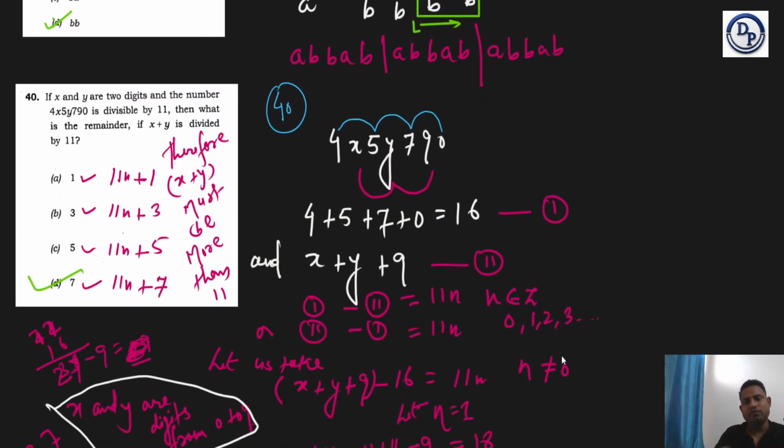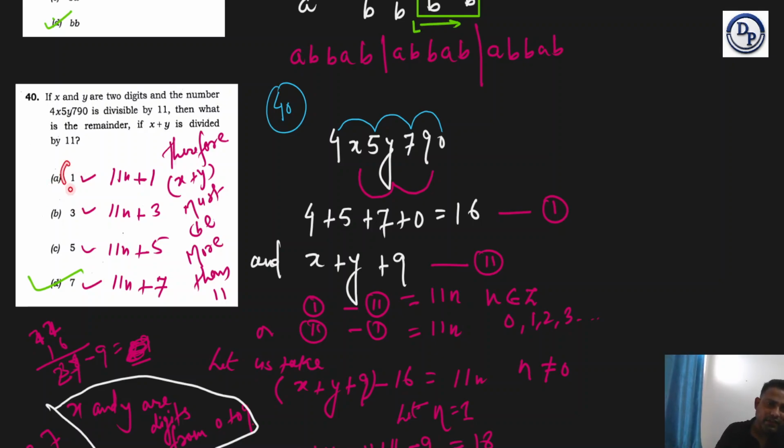Now come to question number 40. Again here, the question is given: if x and y are two digits and the number 4x5y790 is divisible by 11, then what is the remainder if x plus y is divided by 11? So we have to find this. The basic concept which we have to apply here is very simple.